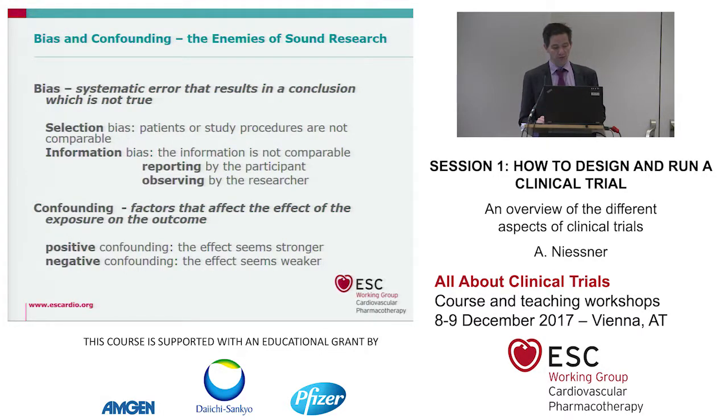And then confounding means that there's a factor that affects the effect of the exposure on the outcome. So a third variable comes into play and distorts your relationship between your exposure and your outcome. And there may be positive confounding, which means the effect seems stronger because of confounding. But if you then adjust for the confounding, the effect of the exposure disappears. Or you have negative confounding, the effect seems weaker, and when you adjust for confounding, then suddenly you have an effect of the exposure on the outcome.